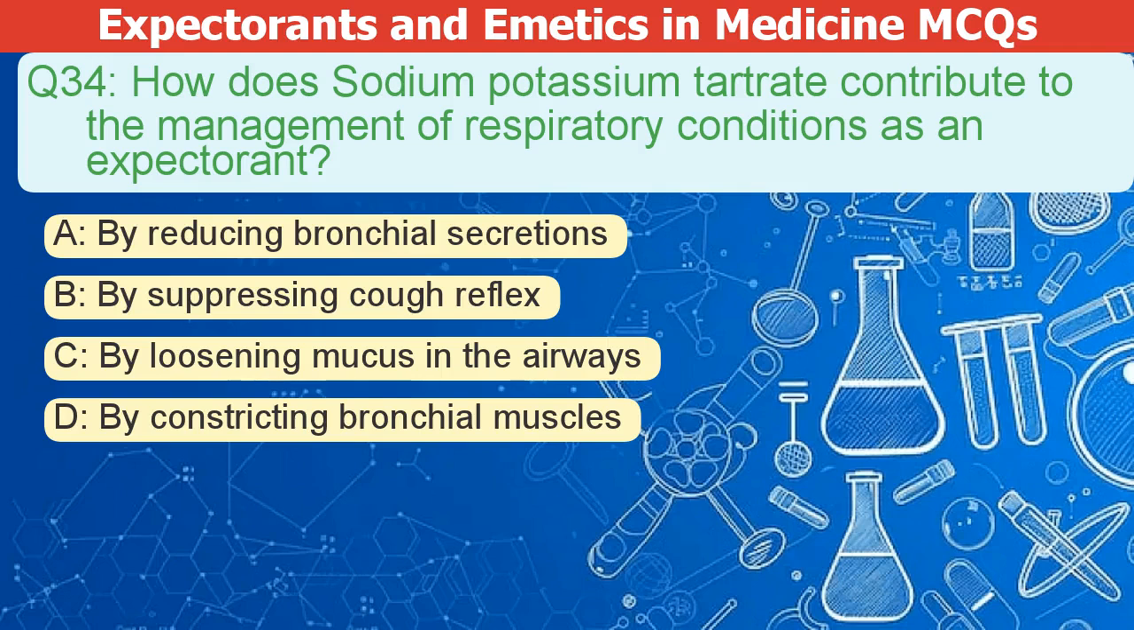How does sodium-potassium tartrate help manage respiratory problems as an expectorant? A. By reducing bronchial secretions. B. By suppressing cough reflex. C. By loosening mucus in the airways. D. By constricting bronchial muscles.